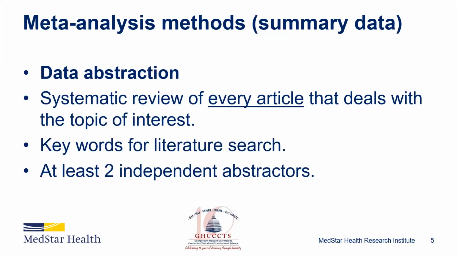But once you have your keywords together and the literature search is done, then you need to go through those articles and find out which ones are actually applicable to the question that you want to ask. So you need at least 2 independent abstractors to go through the articles and come up with a list of ones that apply.